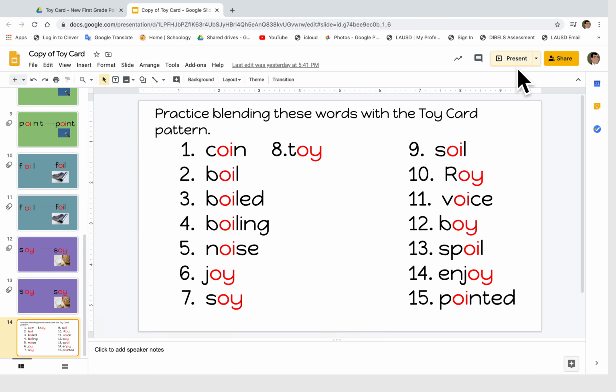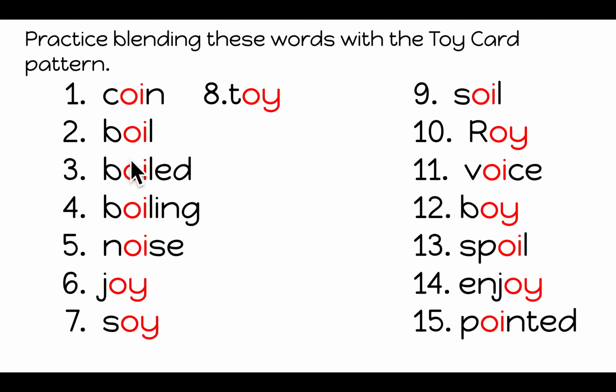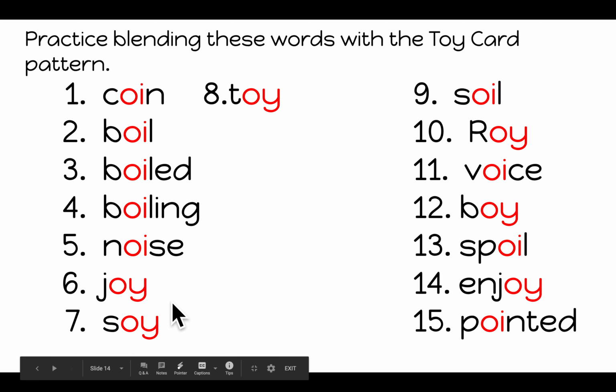Okay, so let's go ahead and reread our spelling words from our last lesson, from our last toy card lesson. Okay, let's take a look at eyes, then mouth, and coin, boil, boiled, boiling, noise, joy, soy, toy.